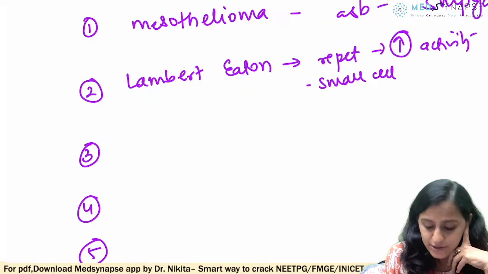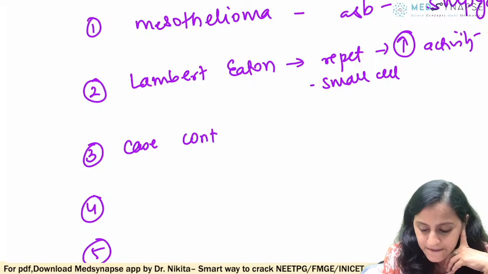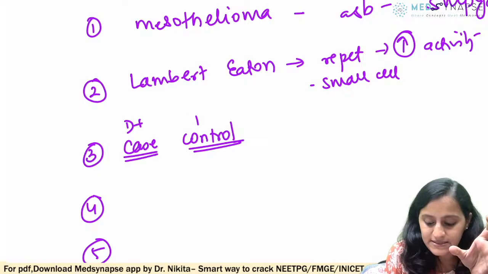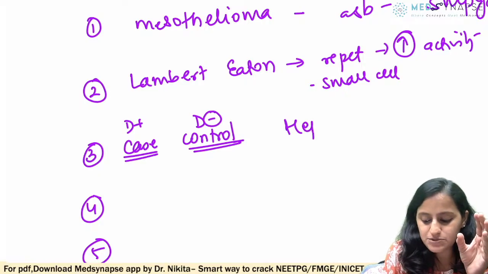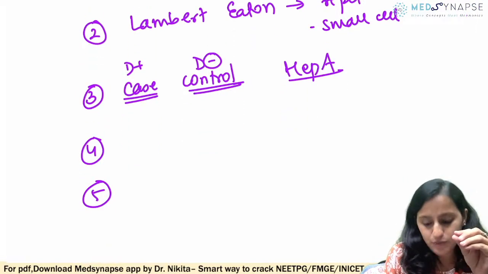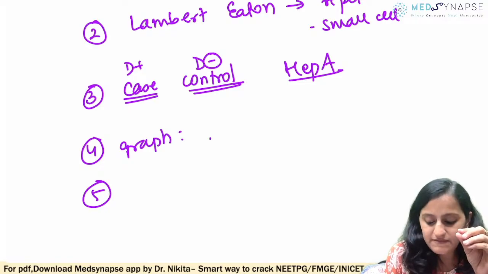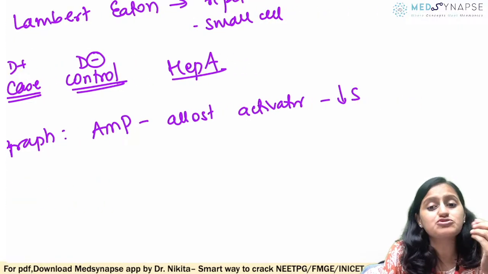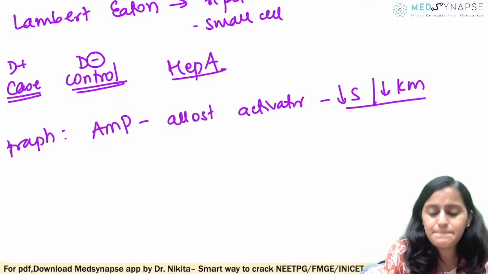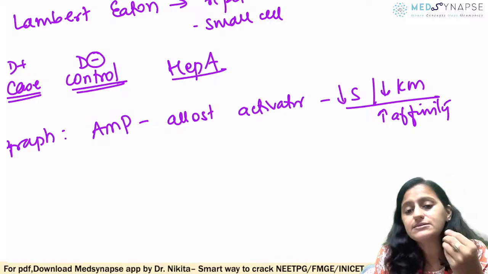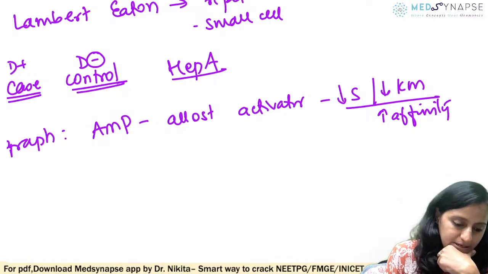Next one, what is the third one? The case control study. Right, you have a case wala group, disease present and disease not present. In the question we had patients with hepatitis A and people not with hepatitis A. What was the fourth one? The graph based question, where we learned about AMP being the allosteric activator of the enzyme. Why? Because it is decreasing the substrate concentration, decreasing the Km. That means increasing the affinity of the enzyme. So that is your allosteric activator AMP, right?